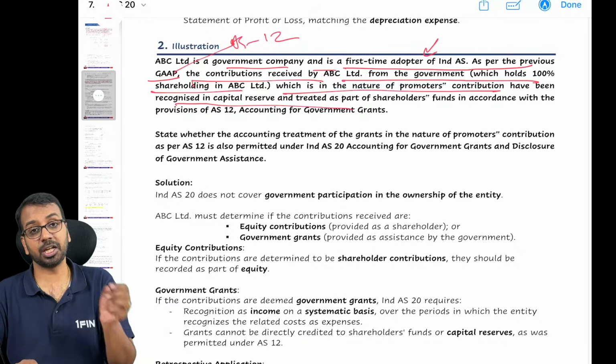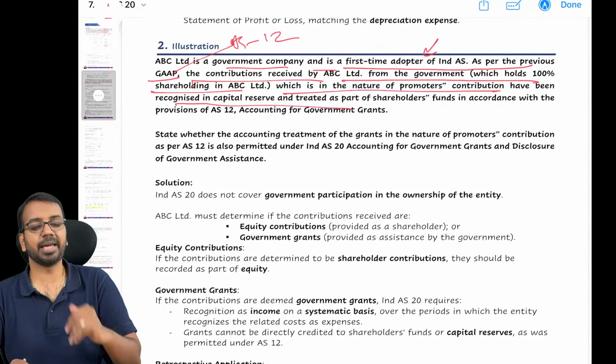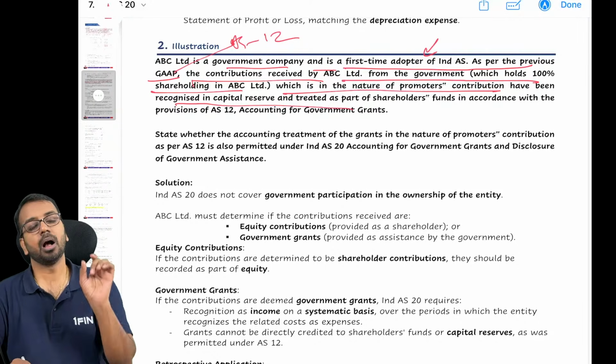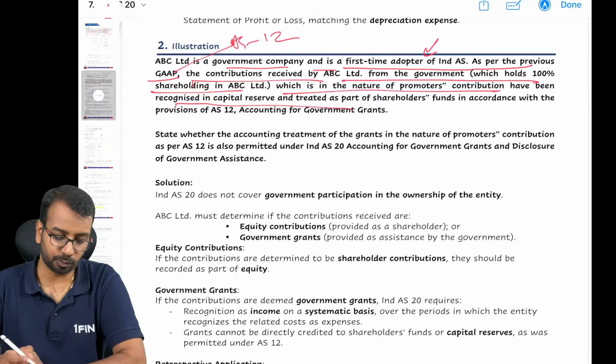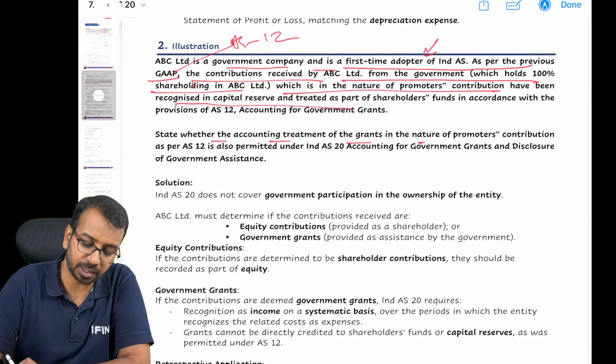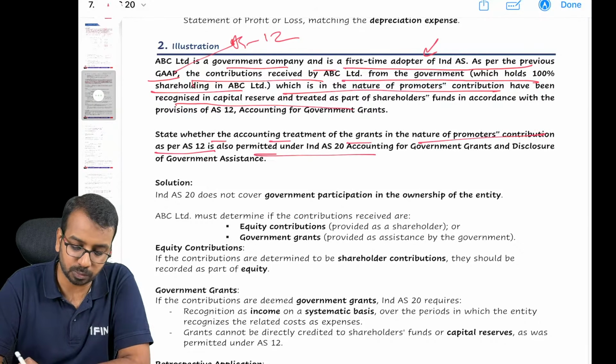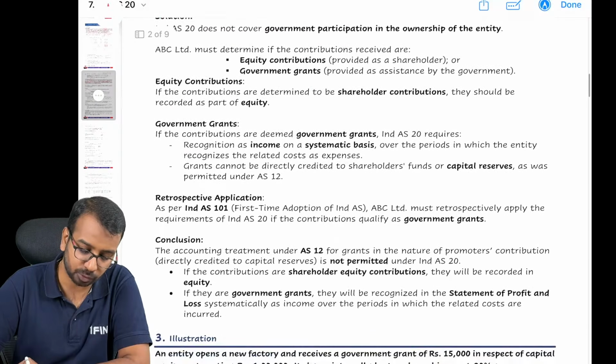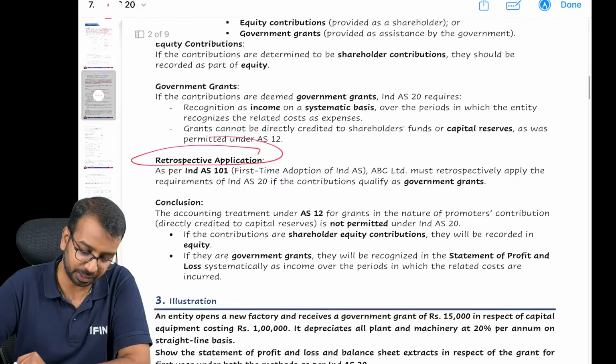All the grants directly or indirectly will be routed through P&L, either by reducing the depreciation impact or by creating a deferred grant account. State whether the accounting treatment of the nature in promoter's contribution is also permitted. No, it is not permitted. So what you have to do? You have to do a retrospective application.